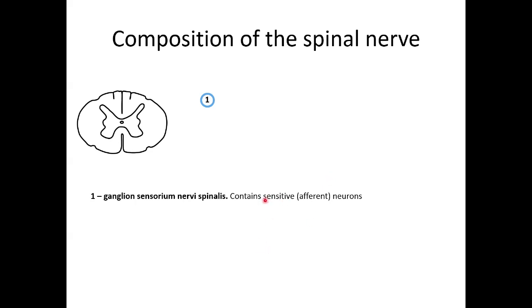We know that it contains sensitive or afferent neurons. So inside of it, there are a lot of sensitive neurons. The fibers from these neurons go in the direction of spinal cord and form this number 2, radix posterior or radix sensoria.